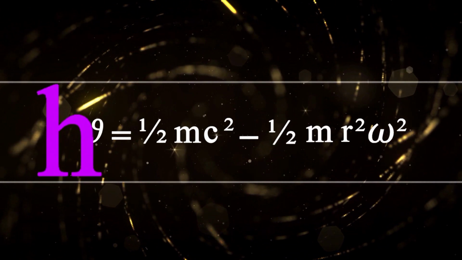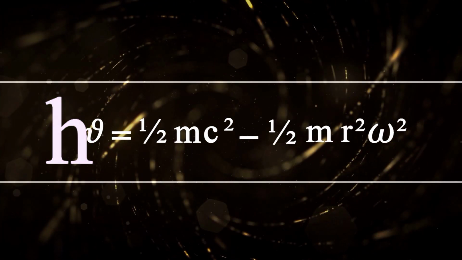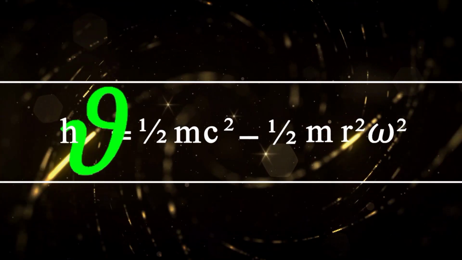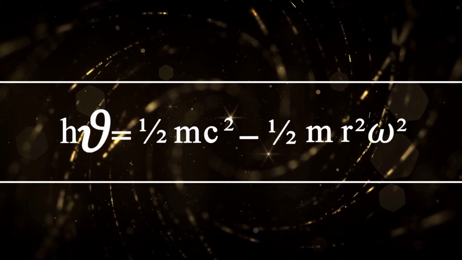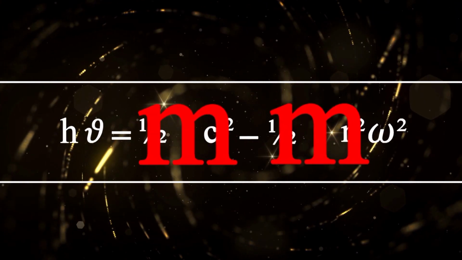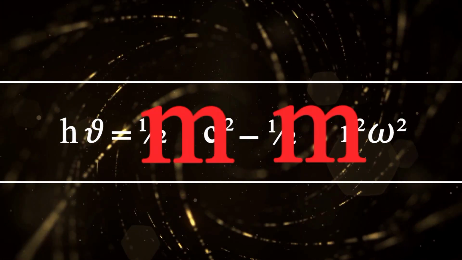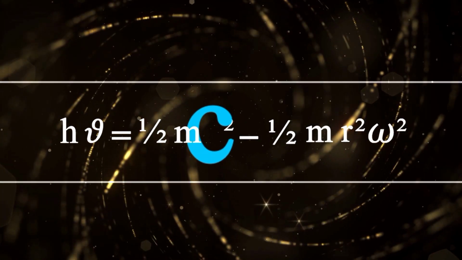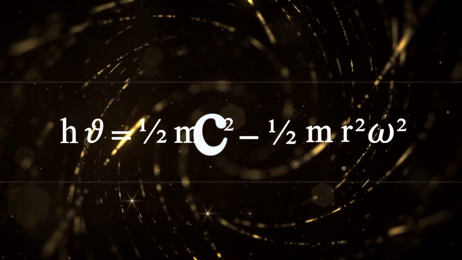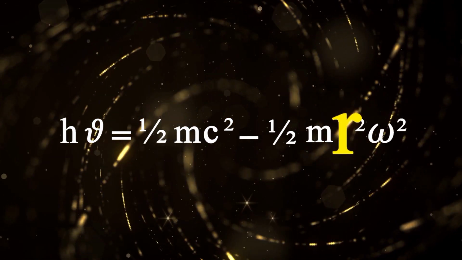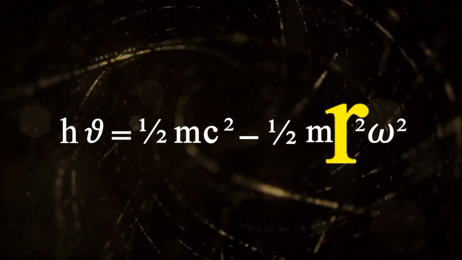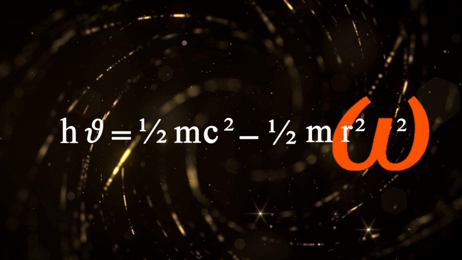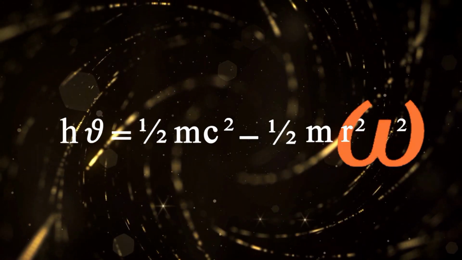H is Planck constant. Nu is frequency. M is the photon mass. C is linear speed of photon. R is gyroradius. And omega is angular velocity.